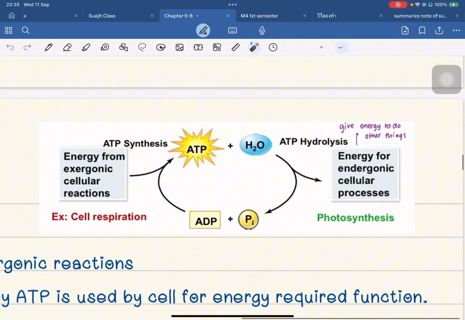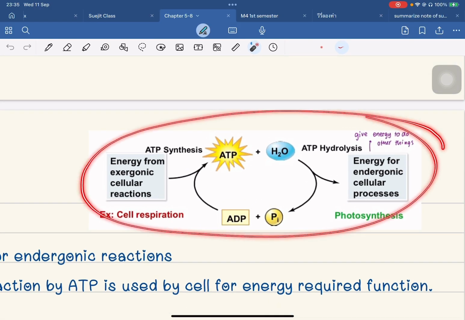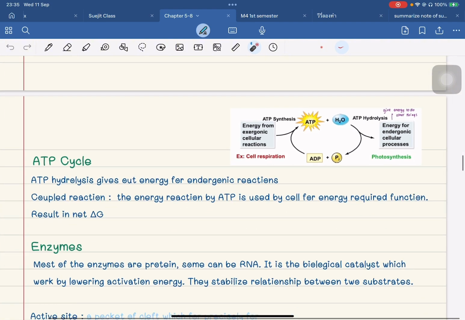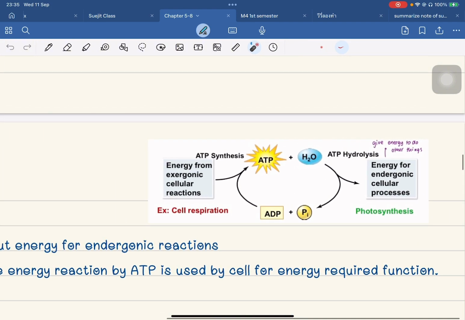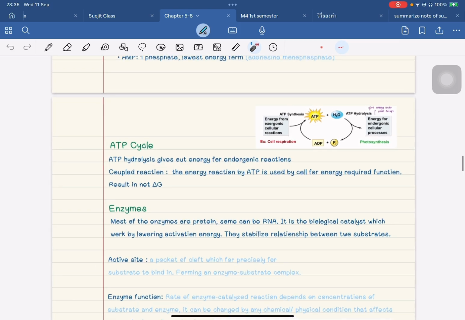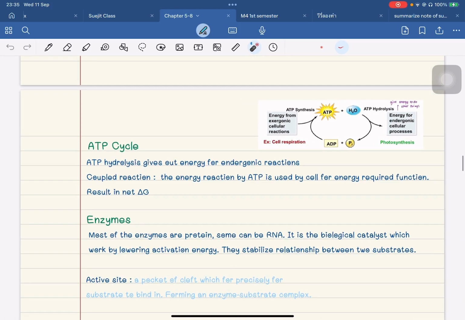So here's the picture of the process of the ATP cycle. An example of the ATP cycle is cell respiration. We're going to learn about cell respiration next, in chapter 7, I think.